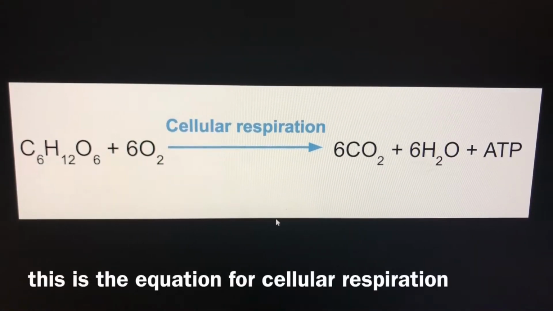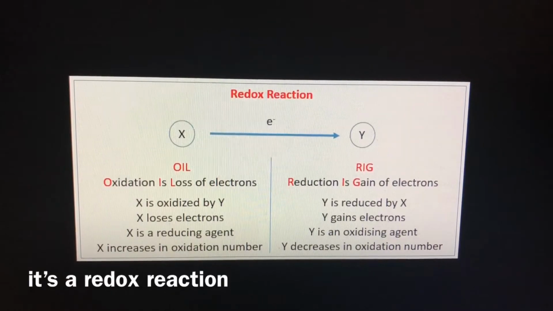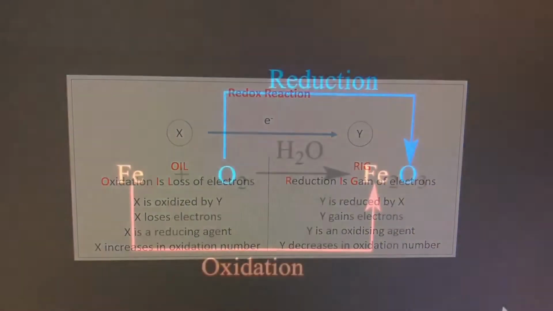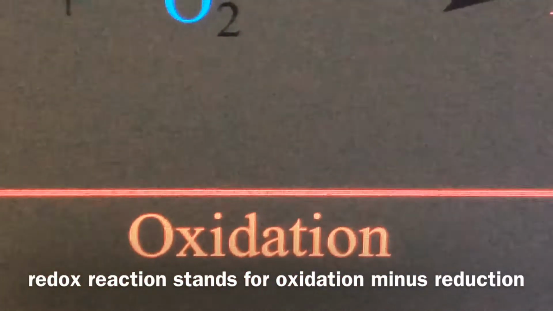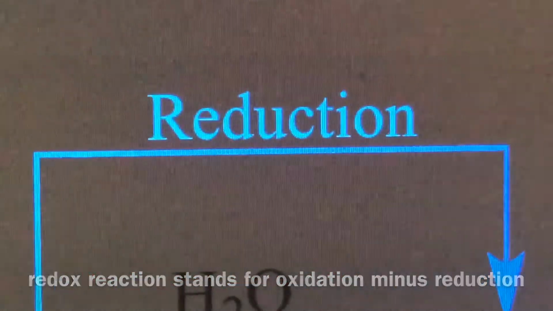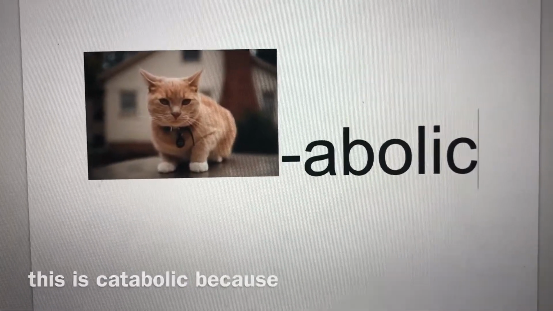This is the equation for cellular respiration. It's a redox reaction. Redox reaction stands for oxidation minus reduction. NAD and FAD carry the energized electrons from the glucose. This is catabolic because glucose molecules break into small molecules.